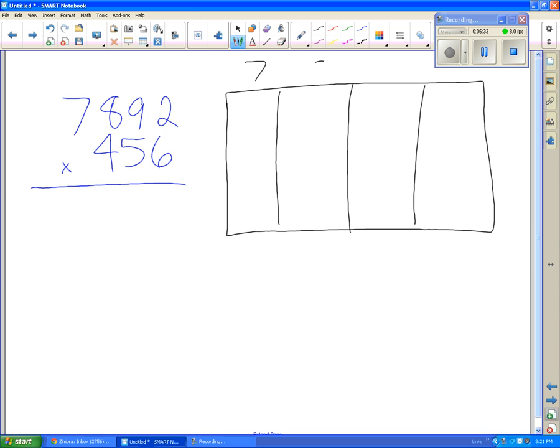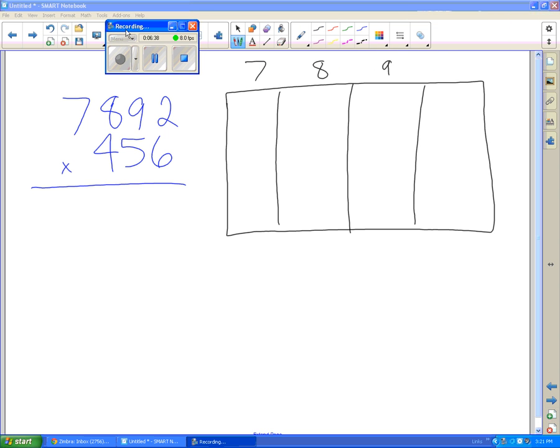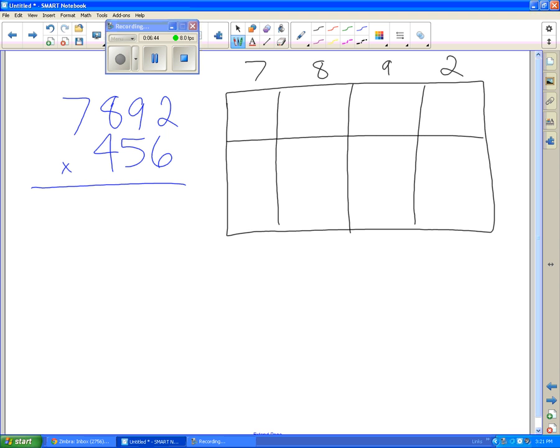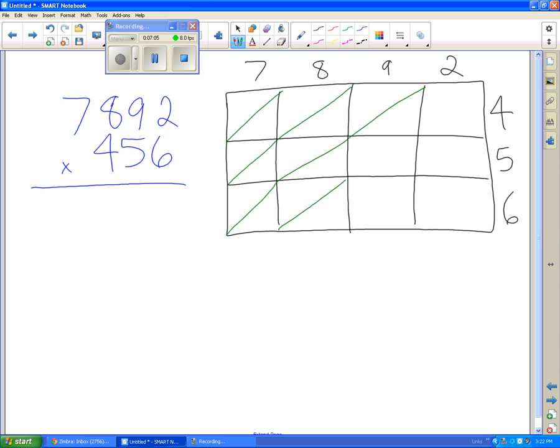And that's where 7, 8, 9, let me move this, and 2. And then I need 3 rows because I have a 3-digit number I'm multiplying by. And I'm always going to write this going down, 4, 5, and 6. And I'm going to draw in my lattices, my diagonal columns. You want to make sure you're going from corner to corner in each square, even if you don't end up with a straight line, because you don't want to get confused about what column a number's in.